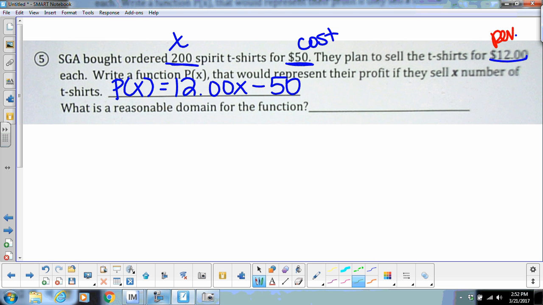And again, our domain is just how many do we have? What are our options for what we can sell? Well, we've ordered 200, so we can't sell any more than 200. Well, you can't sell a negative number, and remember, it has to be between 0 and 200. And again, that does need to be whole numbers, integers, one of the two. That way you know you can't sell 7.25 t-shirts.